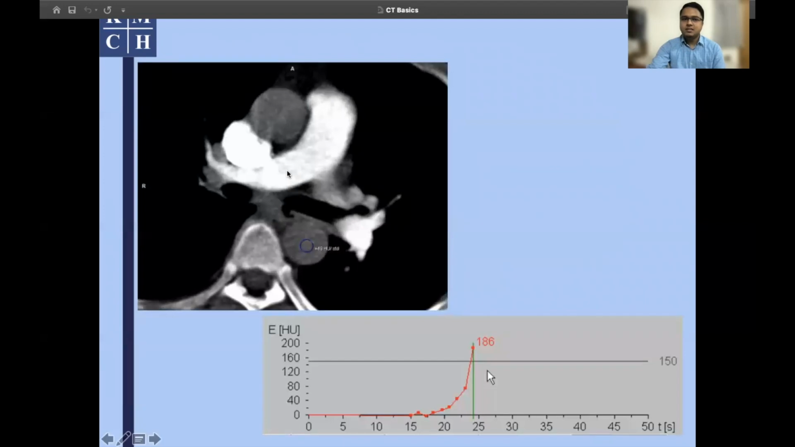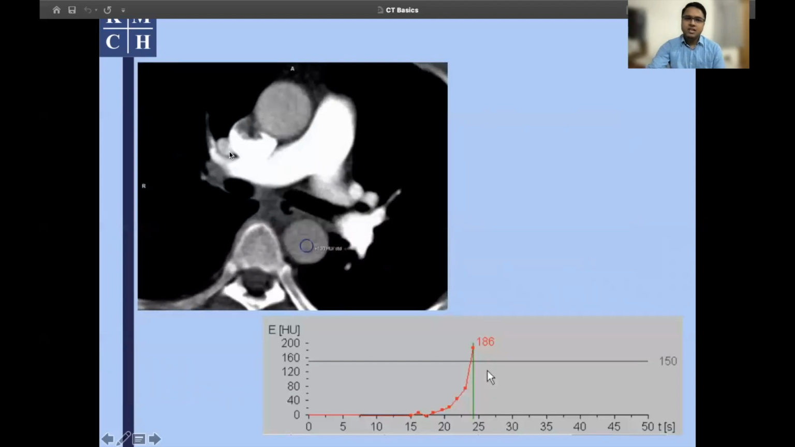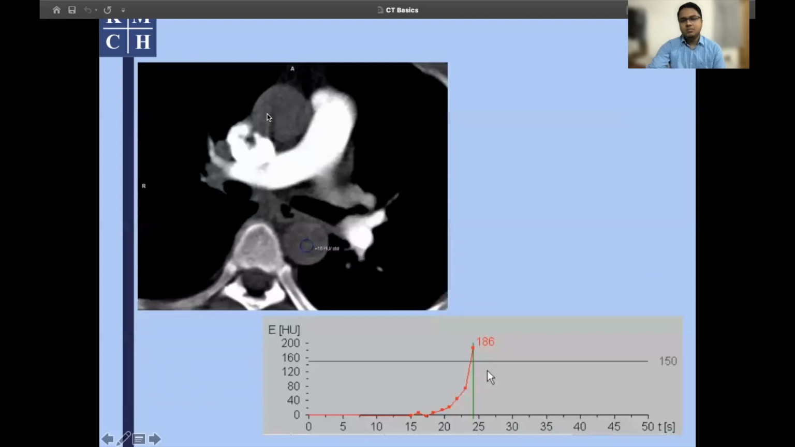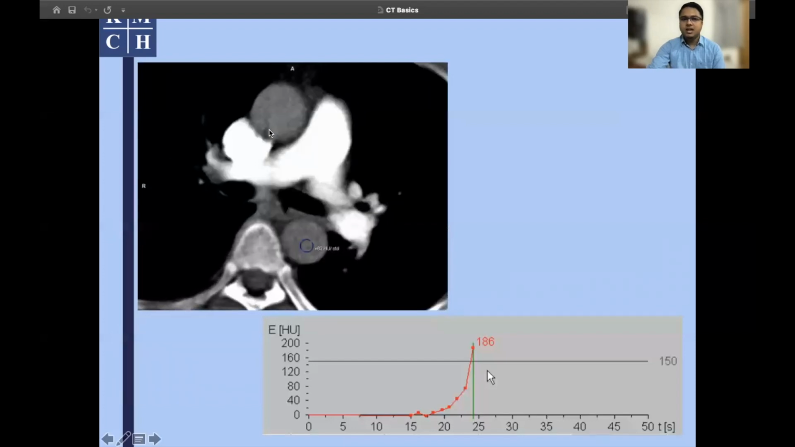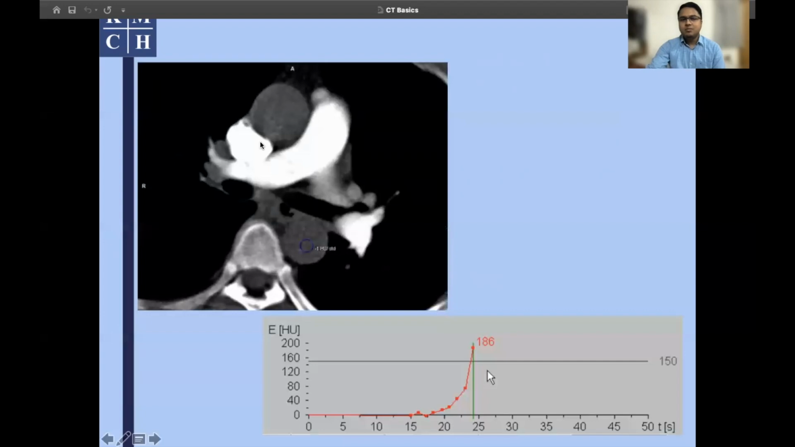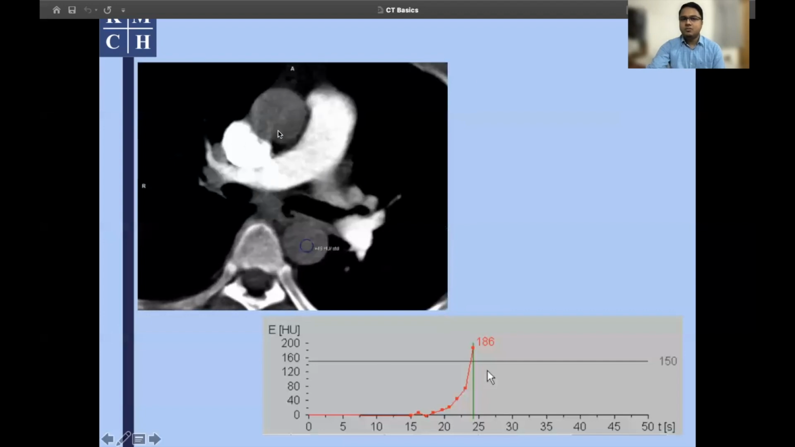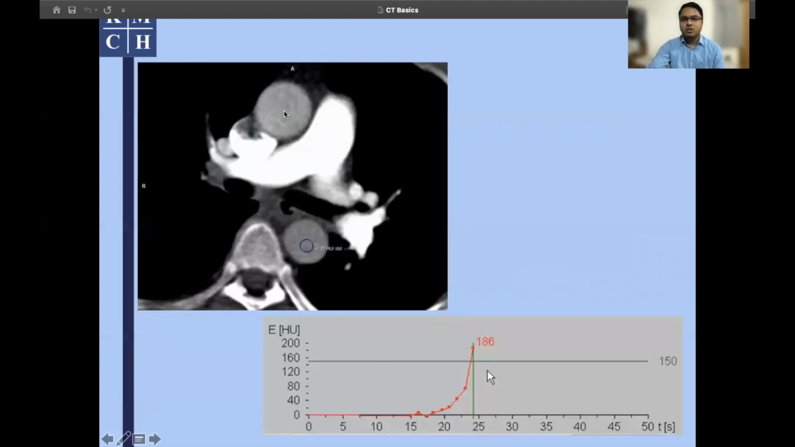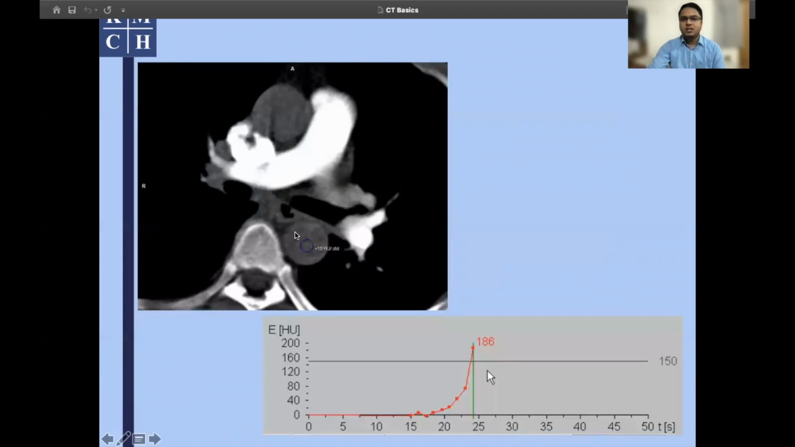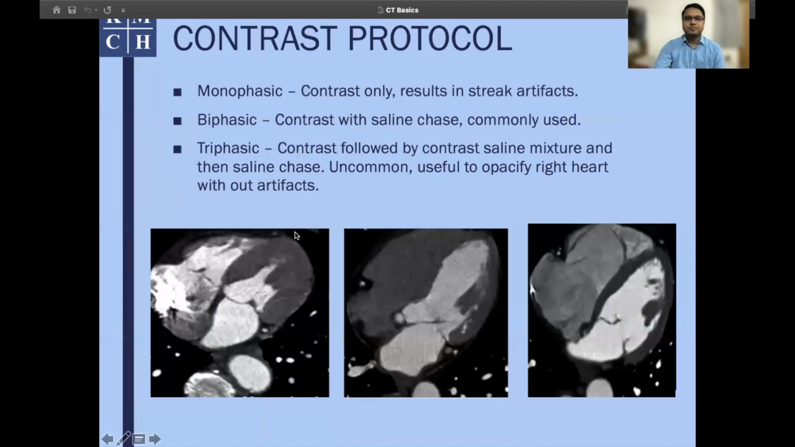The main reason is that when the contrast comes through the SVC, as you can see here, there are sometimes a lot of streak or beam hardening artifacts that are produced by the dense contrast in the SVC. This can prematurely trigger the scan if the ROI is in the ascending aorta, giving you a poor quality scan. For this reason, we usually prefer keeping the ROI in the descending thoracic aorta.